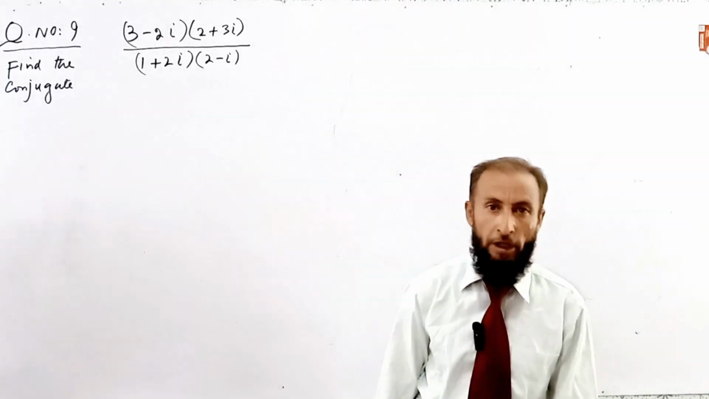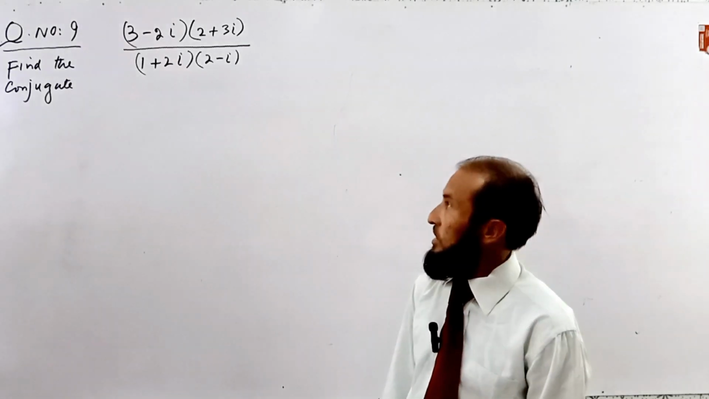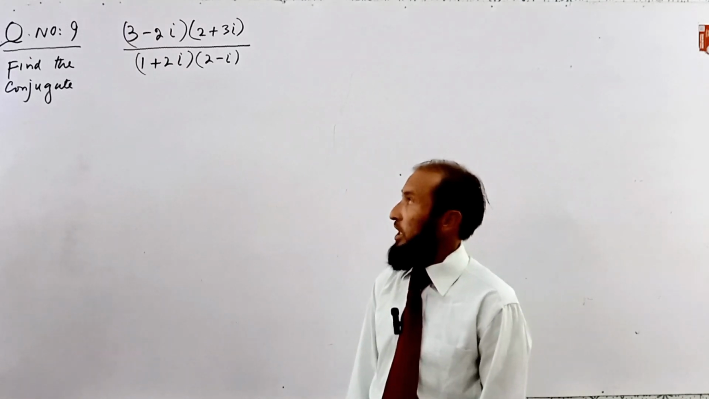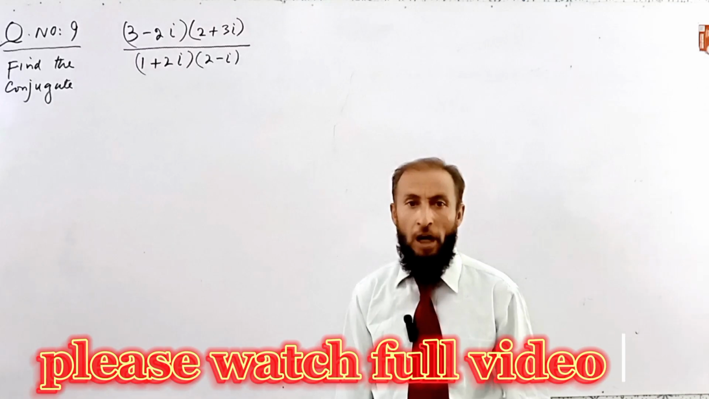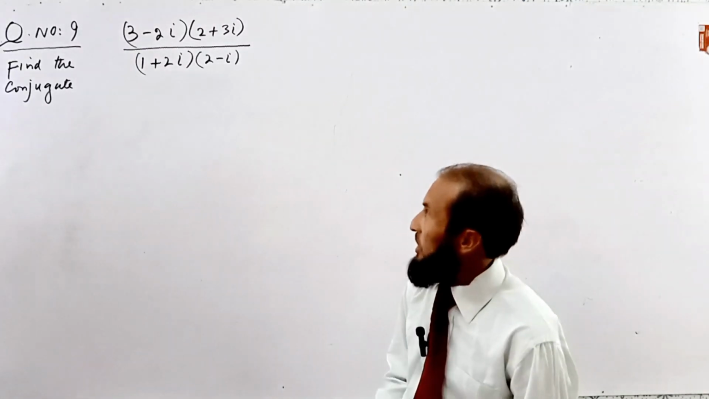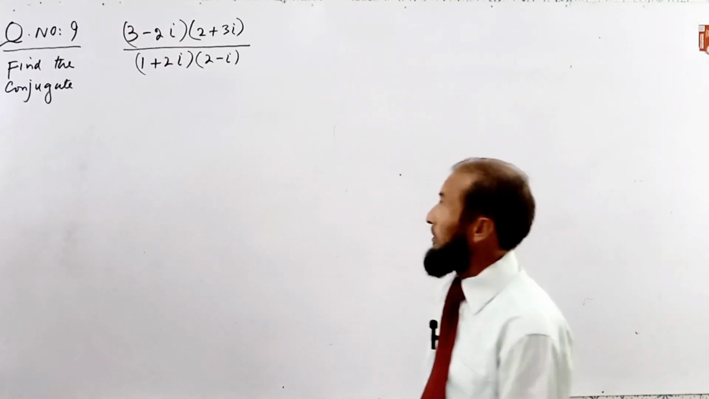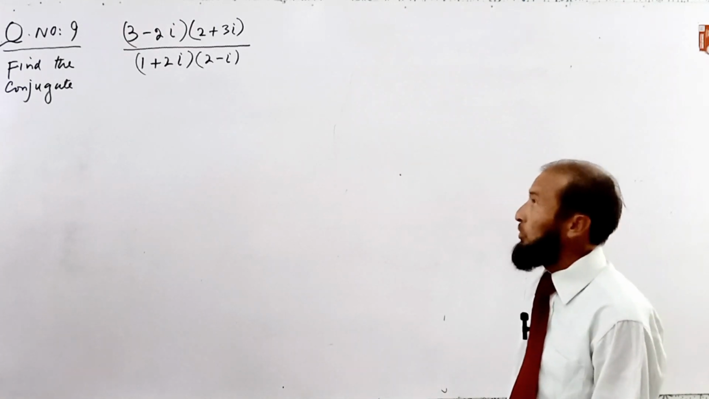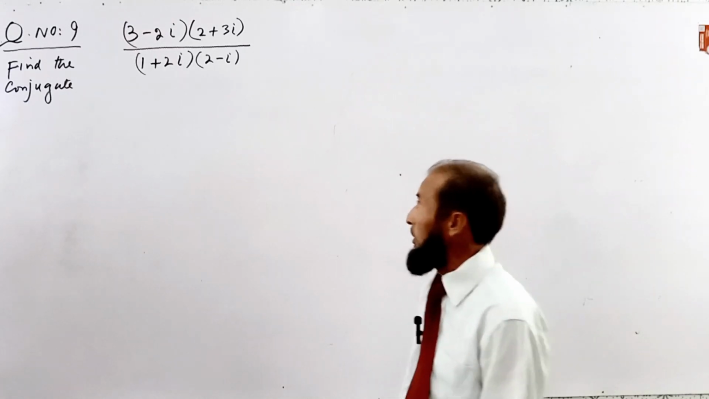Today we are solving exercise 1.1, question number 9, from the first year book, FSc Part 1. Let's start question number 9. Find the conjugate of (3 minus 2i)(2 plus 3i) divided by (1 plus 2i)(2 minus i).